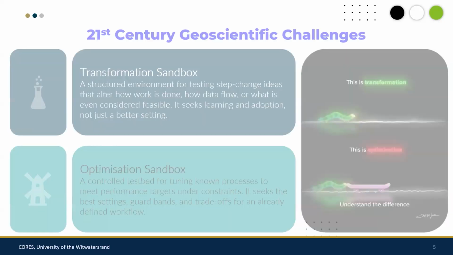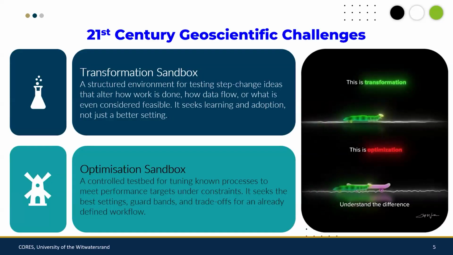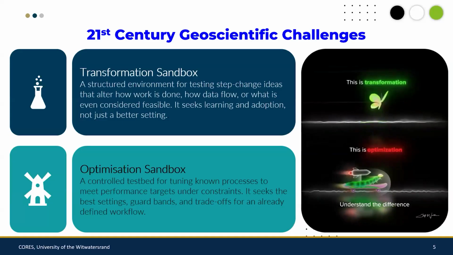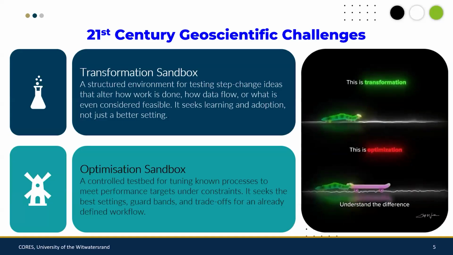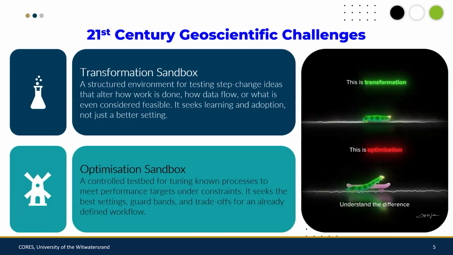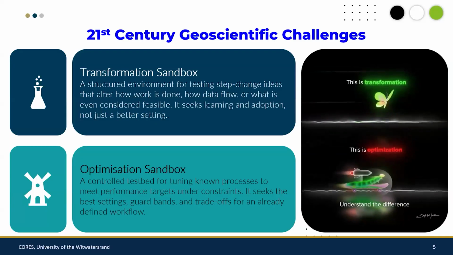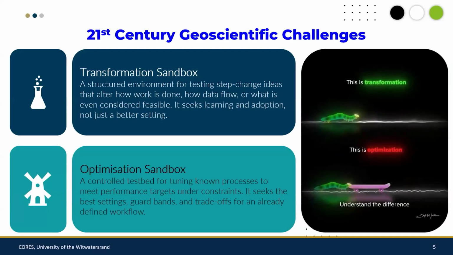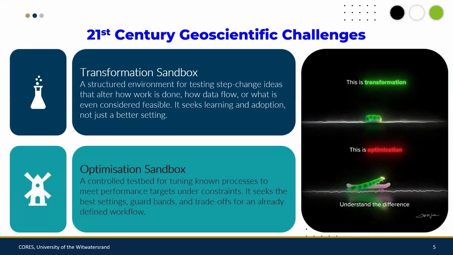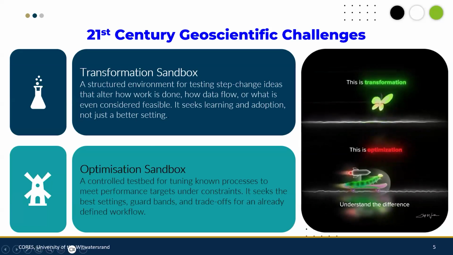With this in mind, I would actually like to categorize two main challenges for the 21st century geoscientific problems, and they require actually two different solutions. The first one is a transformative sandbox, which is mainly a structured environment for testing a step change idea, meaning something that is quite new, that is going to change how we do work, how data flow, and even considered feasible, for an example, for deployment in different environments. So as you can see, on the animation on the right-hand side, it simply means that we are changing from one form to the other.